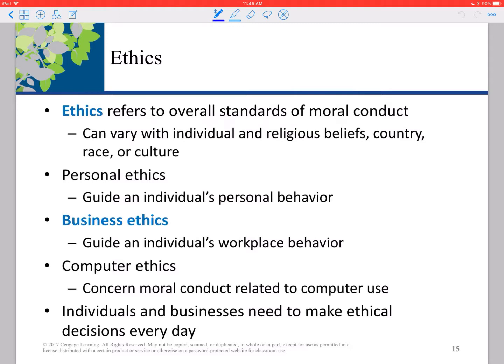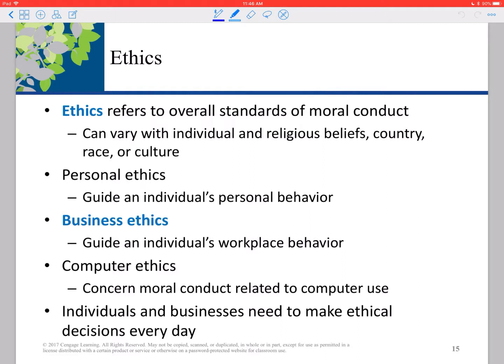Welcome to the second part of Chapter 13, where we're going to take a look at ethics. Now, ethics is something that should be something we're all familiar with, but I don't know that it is something that is emphasized adequately when it comes to computing.